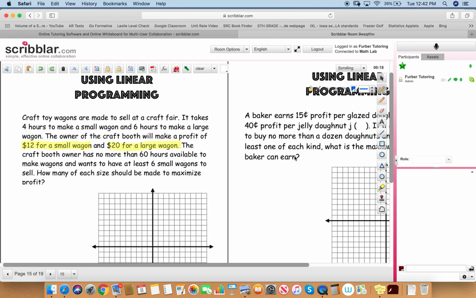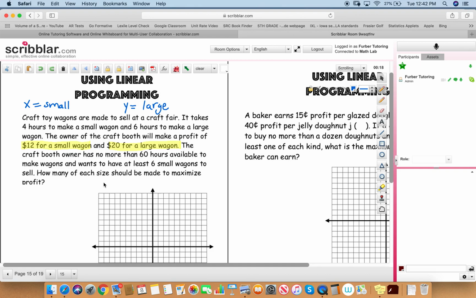Now, one thing we should do is identify what my X is and what my Y is. I'm going to do it in the order it appears. It's best to always do it in the order that it comes up the first time. You can see that the very first time a mention is made of the wagons is here. Small wagon comes first, large wagon comes second. So I'm going to make X be the small and Y be the large.